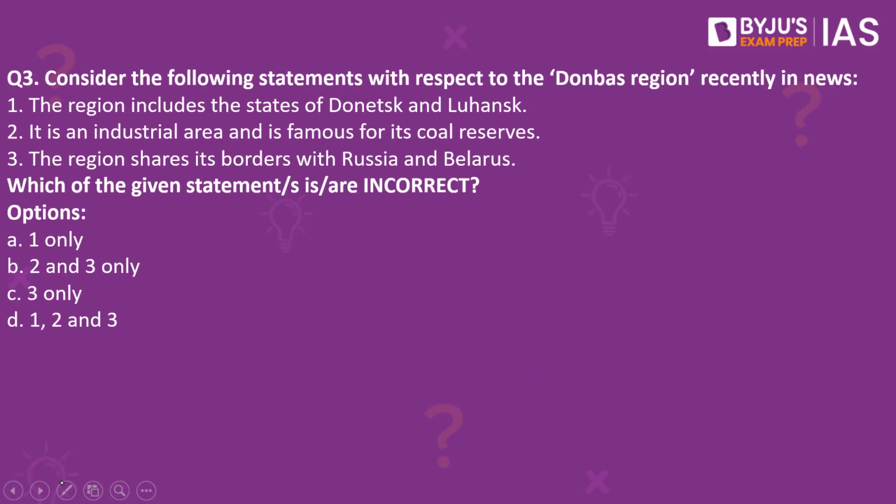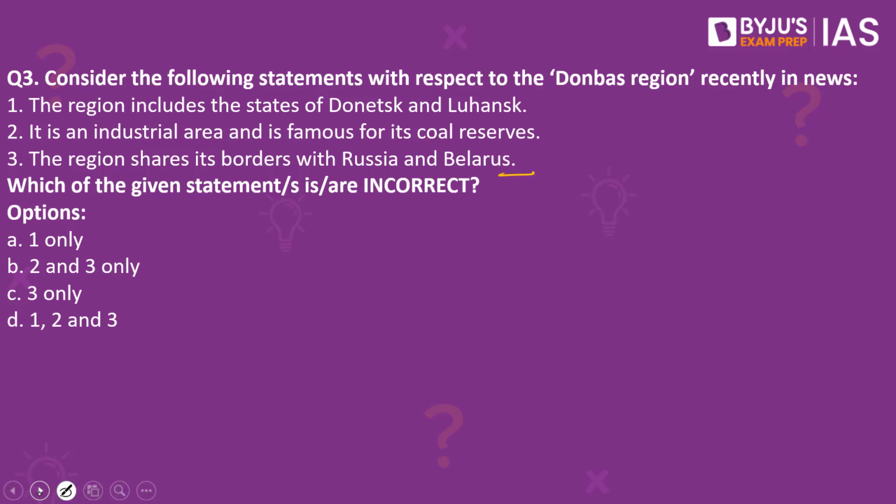Moving on to question number 3. Consider the following statements with respect to Donbas region recently in news. Number 1. The region includes the states of Donetsk and Luhansk. Number 2. It is an industrial area and is famous for its coal reserves. Number 3. The region shares its borders with Russia and Belarus. Which of the given statements is or are incorrect?